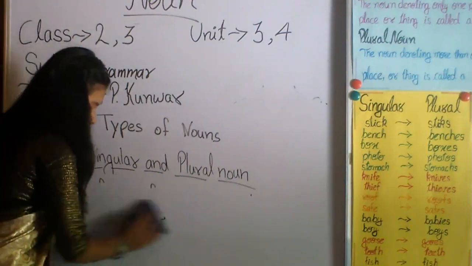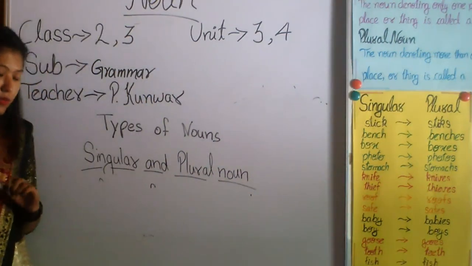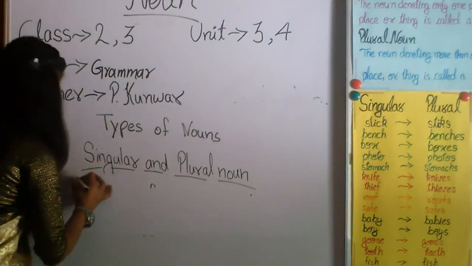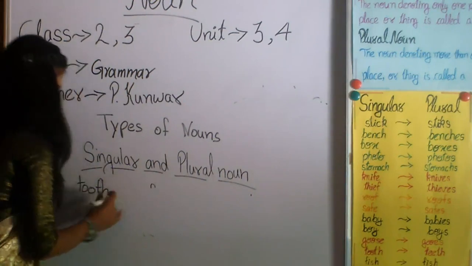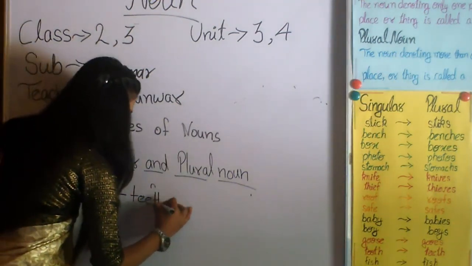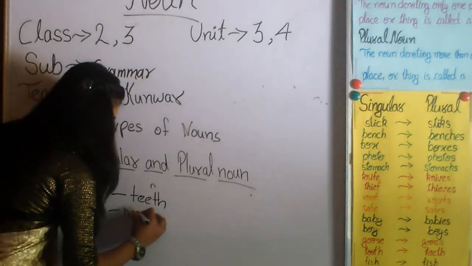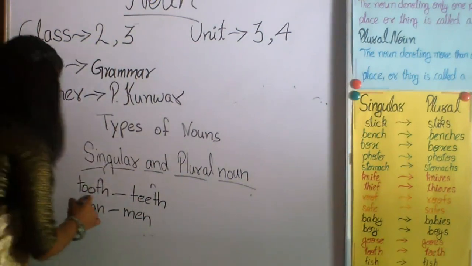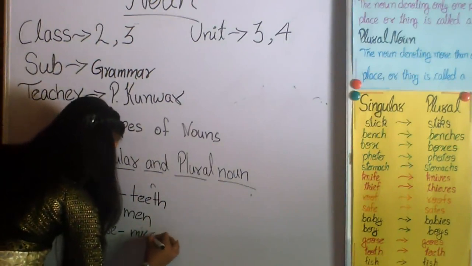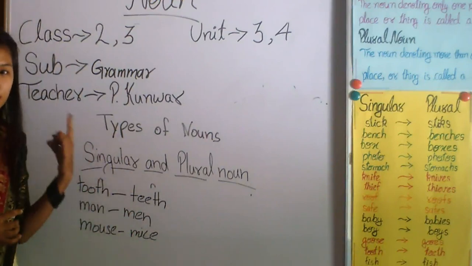Now, the next rule. Some nouns form the plural a little differently, like tooth. We just have to remember this: tooth, teeth. Like man, M-A-N, men. Likewise, mouse, mice. Some plural nouns are formed a little differently.